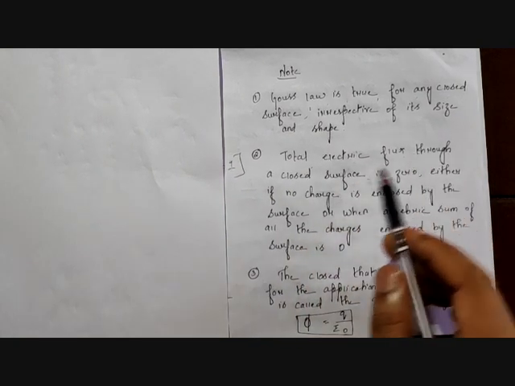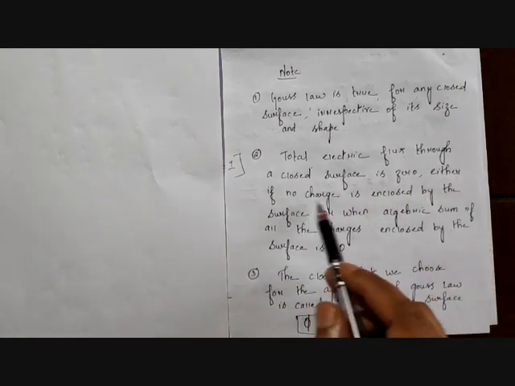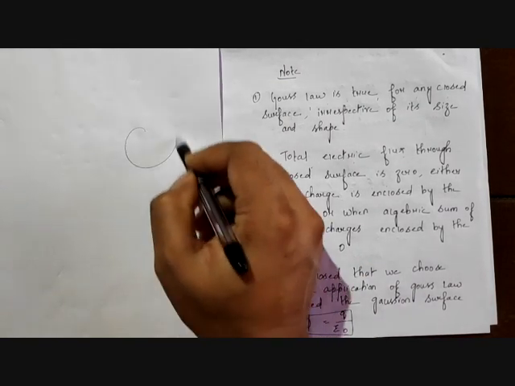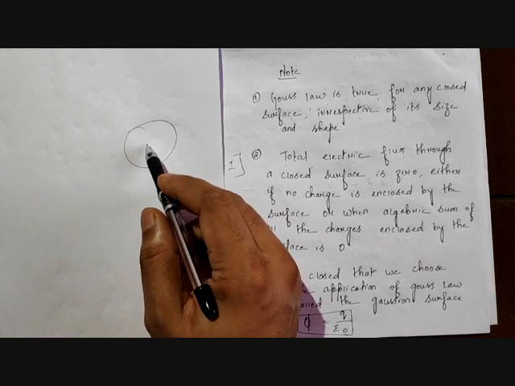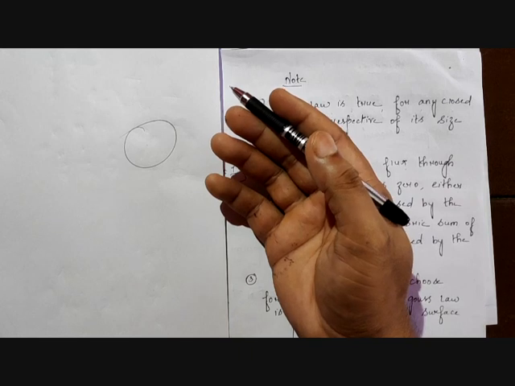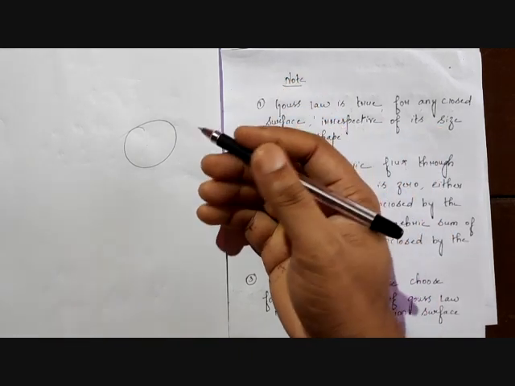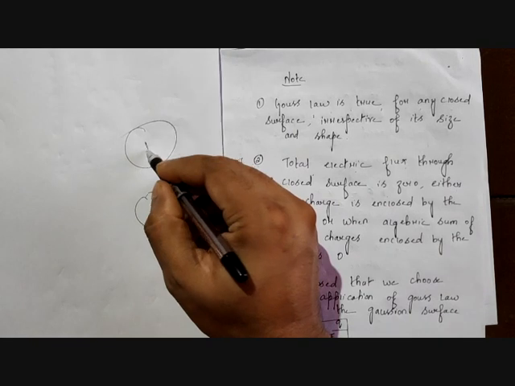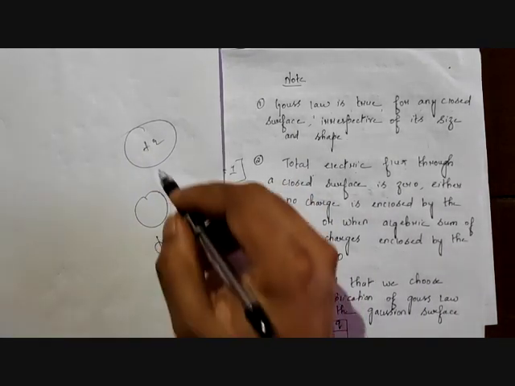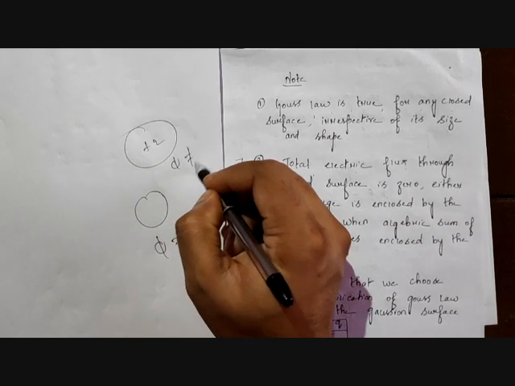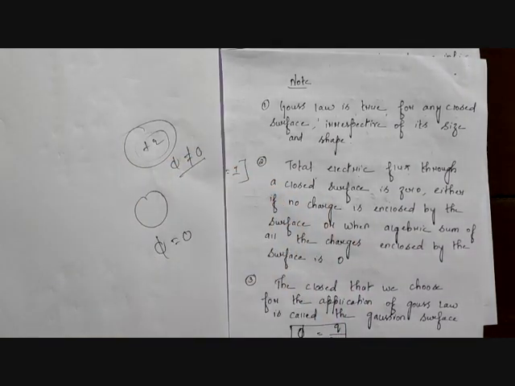Clear? So the second point is that the total electric flux through any closed surface is 0 if no charge is enclosed. Suppose in this example there is no charge here. If there is no charge, the electric field will not pass, right? So suppose here a plus charge is there, and here no charge. Here the flux will be 0, and here the flux will not be 0, because for electric flux we always need some charge, right?